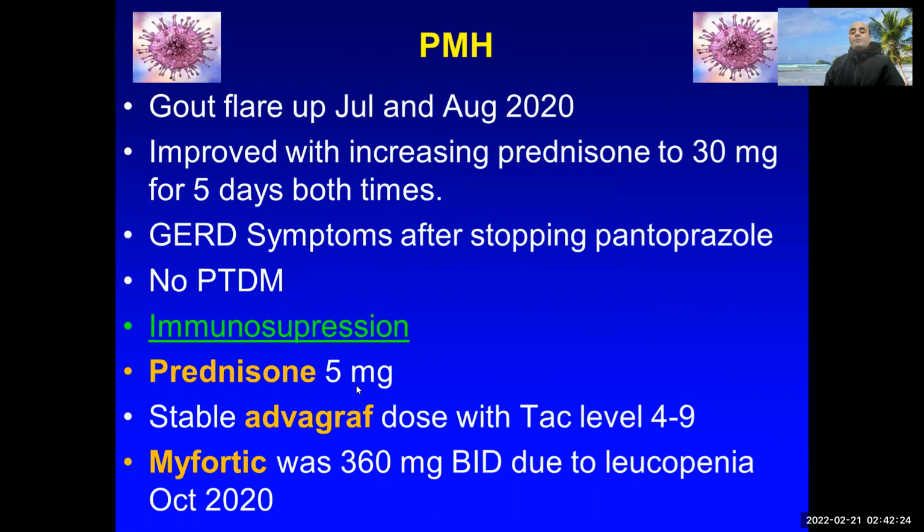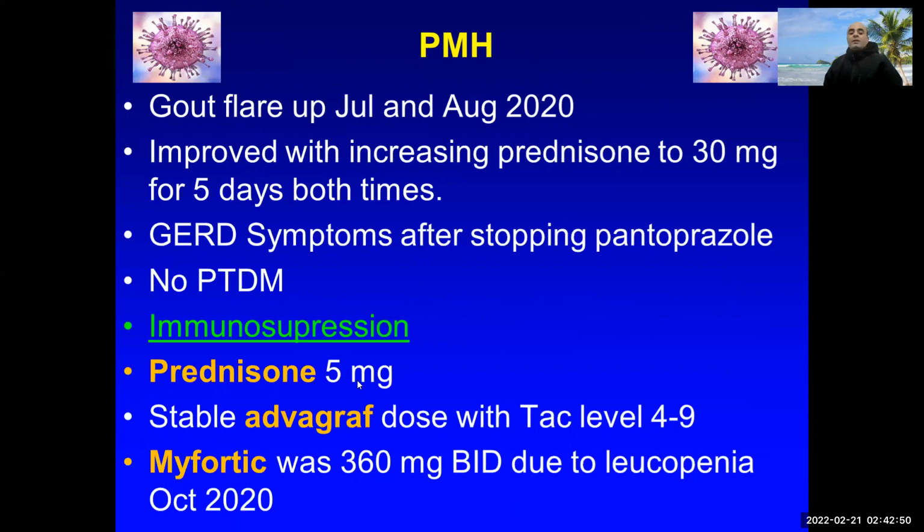Gout flare-up in July and August 2020 improved with increasing prednisone to 30 milligrams for 5 days, both times. Any gout during transplant, we can increase the prednisone and give colchicine 0.6 mg daily. We can also give allopurinol 100 after that and titrate to bring the level down below normal.